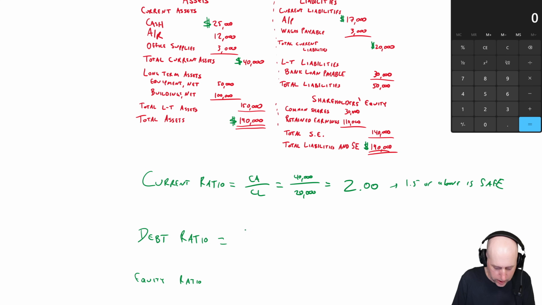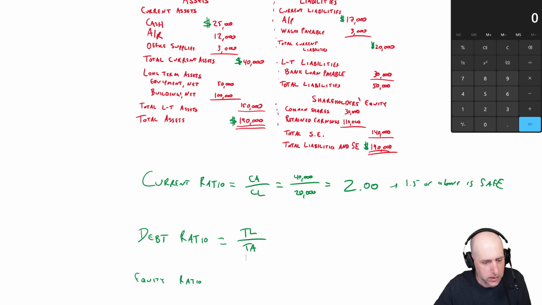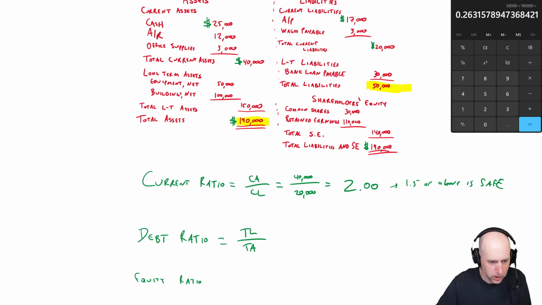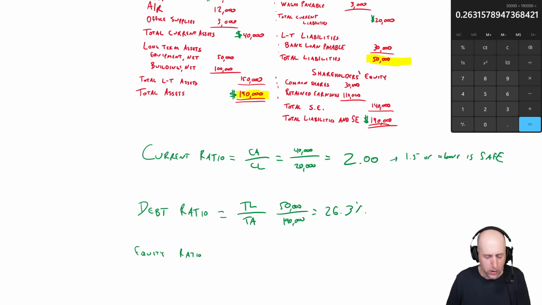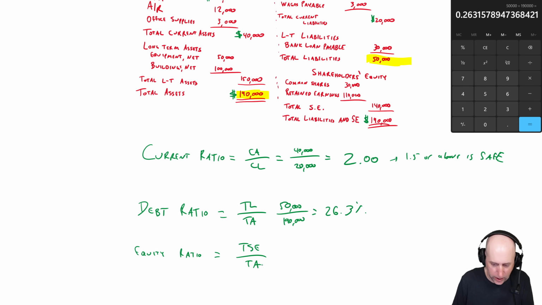Debt ratio is not current, but total liabilities divided by total assets. So let's take a look here. Our total liabilities is 50, and our total assets is 190. 50 divided by 190 is 0.2631. This one is a percentage. So again, 50 divided by 190 is 0.2631 or 26.3%.